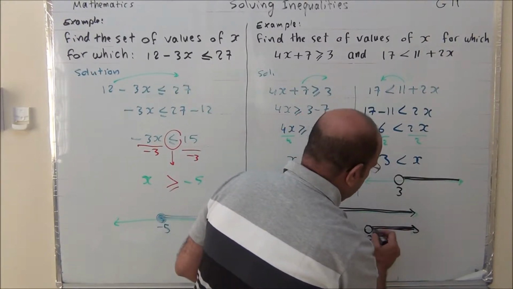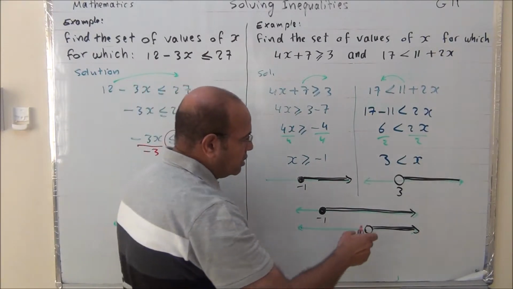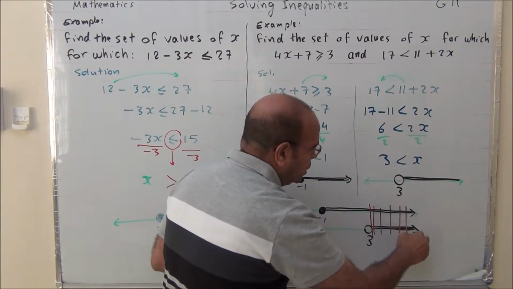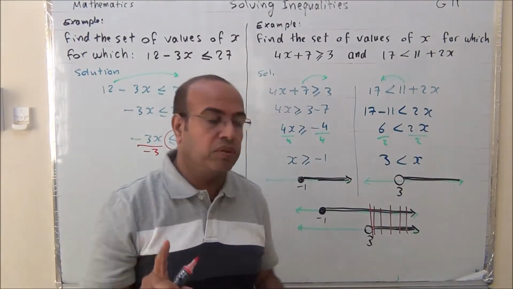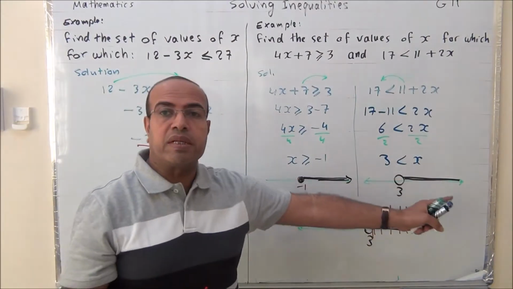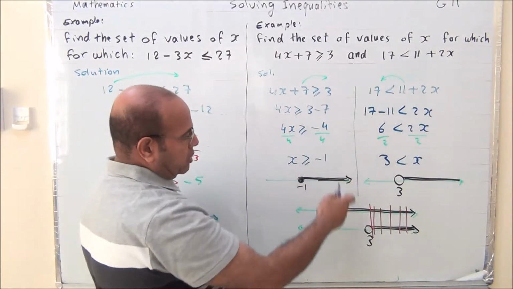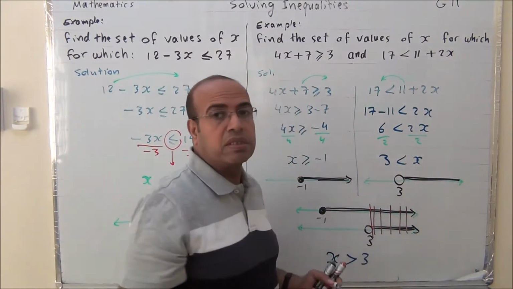Now the solution of the two inequalities is the intersection. What is the intersection? The common elements. Look, all of these are common elements. So the solution, all the numbers greater than 3. 3 is not included because 3 is not with us for the second inequality. So what is the solution of the two inequalities? X greater than 3. So this is the solution.